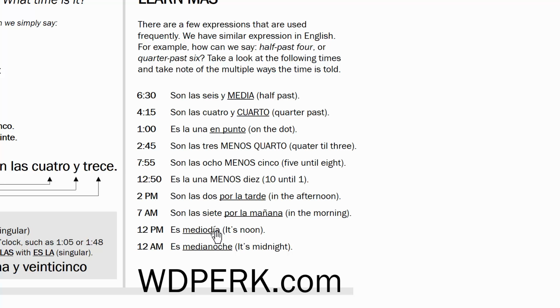Noon in Spanish is mediodía. And because noon is singular and we're not saying noons, we're going to use es. It is midday. Es mediodía. It's noon. And similarly, we use es for midnight, middle of the night. Es medianoche.